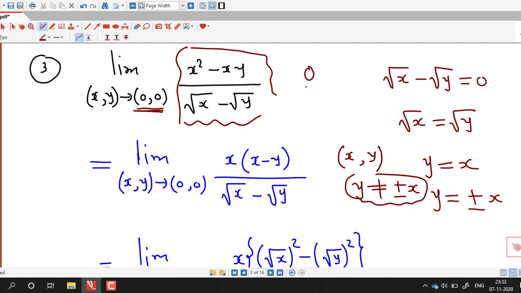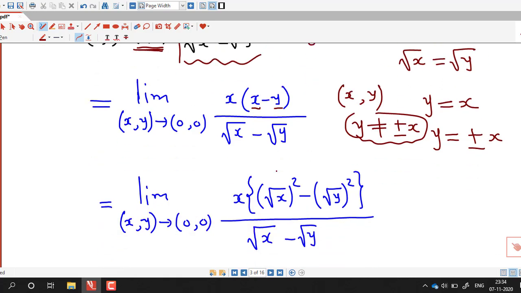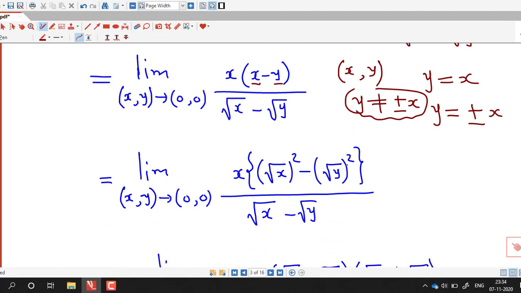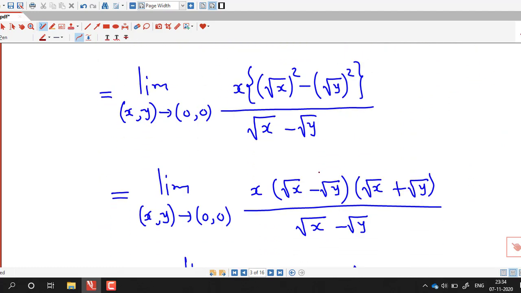If we put x equal to 0, y equal to 0, we will have the 0 by 0 form, which is an indeterminate form. So what we can do is, we can take x common here. We try to simplify this. So if we take x common, we have x times (x minus y). Now this x minus y can be written as square root of x squared minus square root of y squared. And if we simplify this using the formula a squared minus b squared, we can rewrite this as square root of x minus square root of y into square root of x plus square root of y.